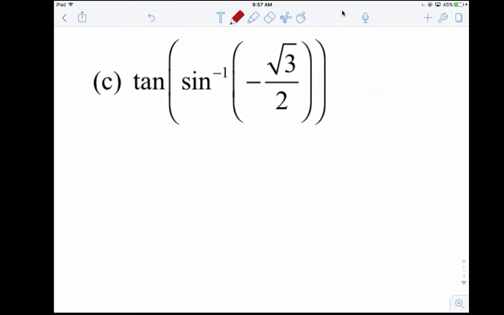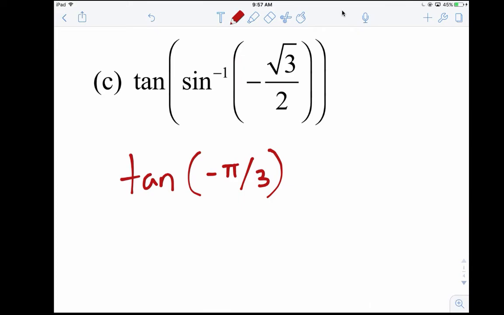Okay, so for the next one, again, you're evaluating it. So inverse sine of negative root 3 over 2 is negative pi over 3. Remember, it's got to be between negative pi over 2 and pi over 2. And then tangent of negative pi over 3 is negative root 3. Okay, that one's pretty straightforward.